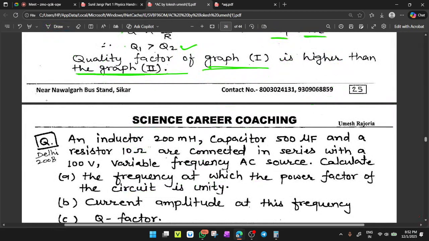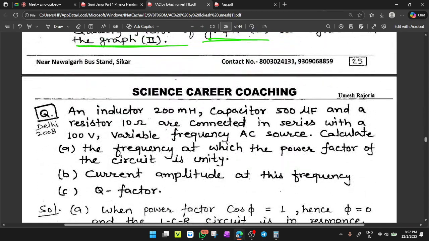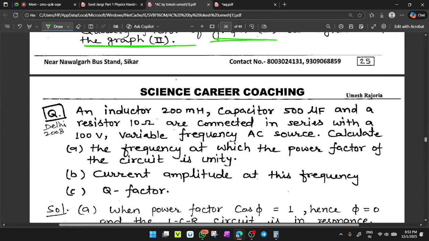Done. Okay, an inductor of 200 millihenry, a capacitor of 500 microfarad and a resistance of 10 ohm are connected in series with a 100 volt RMS variable frequency AC source. Calculate the frequency at which the power factor of the circuit is unity.